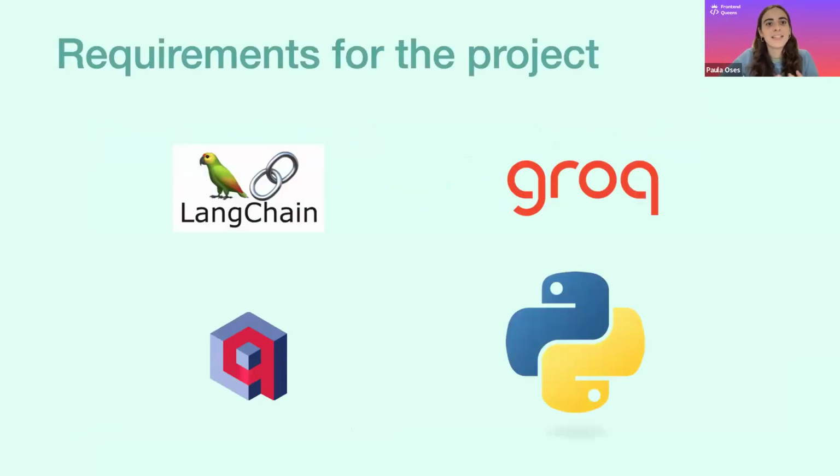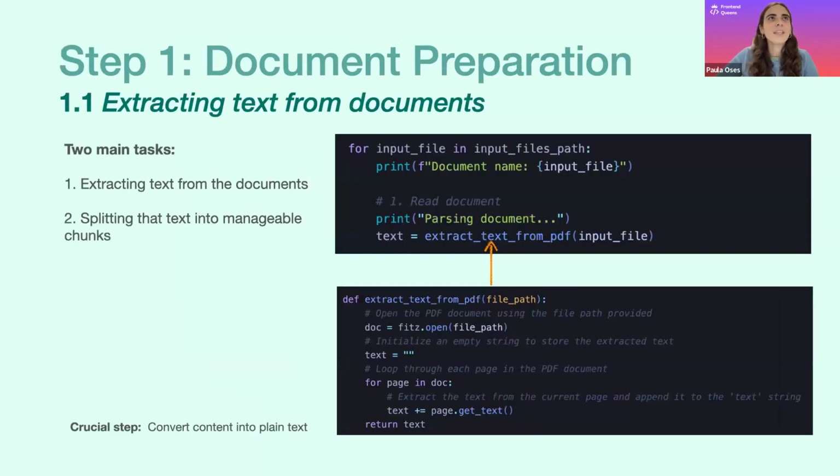And first of all, some requirements. In this project, I use Python, which is I think the most common language for large language models and AI in general. Then I use the LangChain library, which has a lot of functions that make your life easier when using large language models. Then I use Groq, which is the way I connect through the API to the large language models. And then we have Qdrant, the library that I'm using to create the vector database.